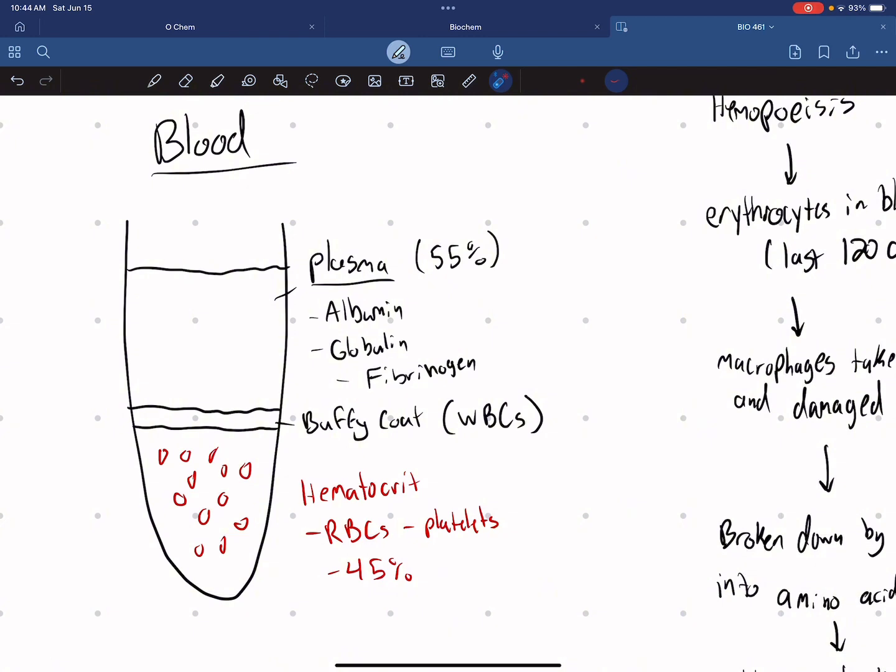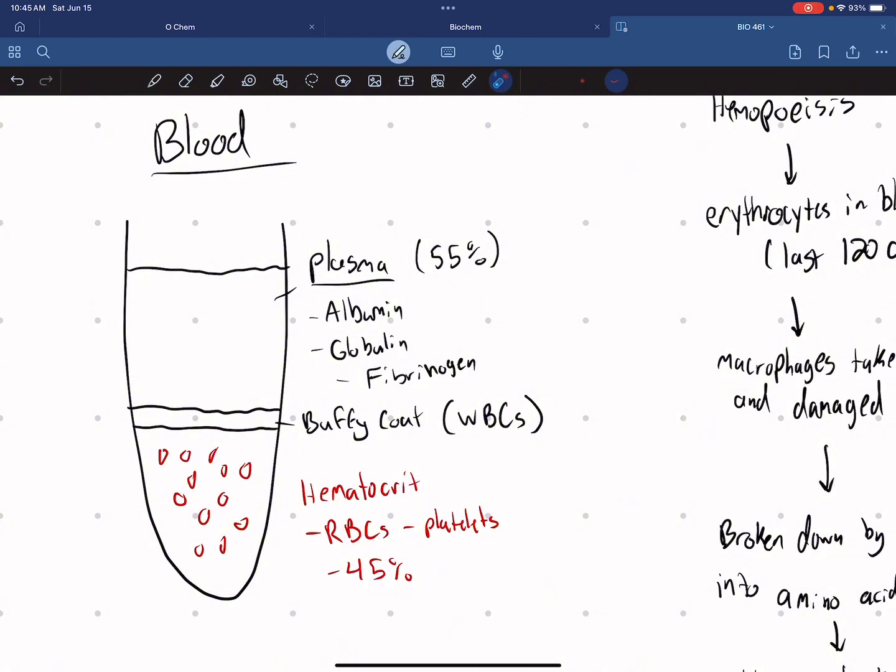So here we have a centrifuge tube. This is what would happen if you were to take someone's blood and put it in a centrifuge and separate all the components. This top section is the plasma, which makes up about 55% of the blood, which contains proteins like albumin, globulin, and fibrinogen. In the middle, we have the buffy coat, which is a white, thicker layer that contains the white blood cells.